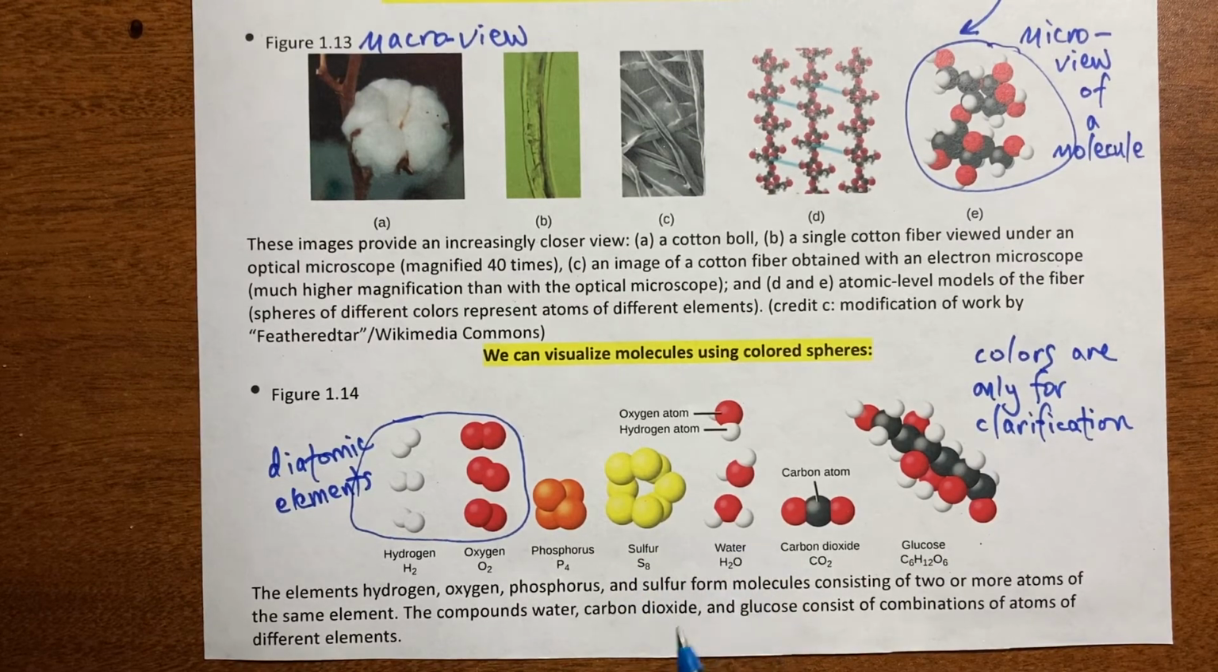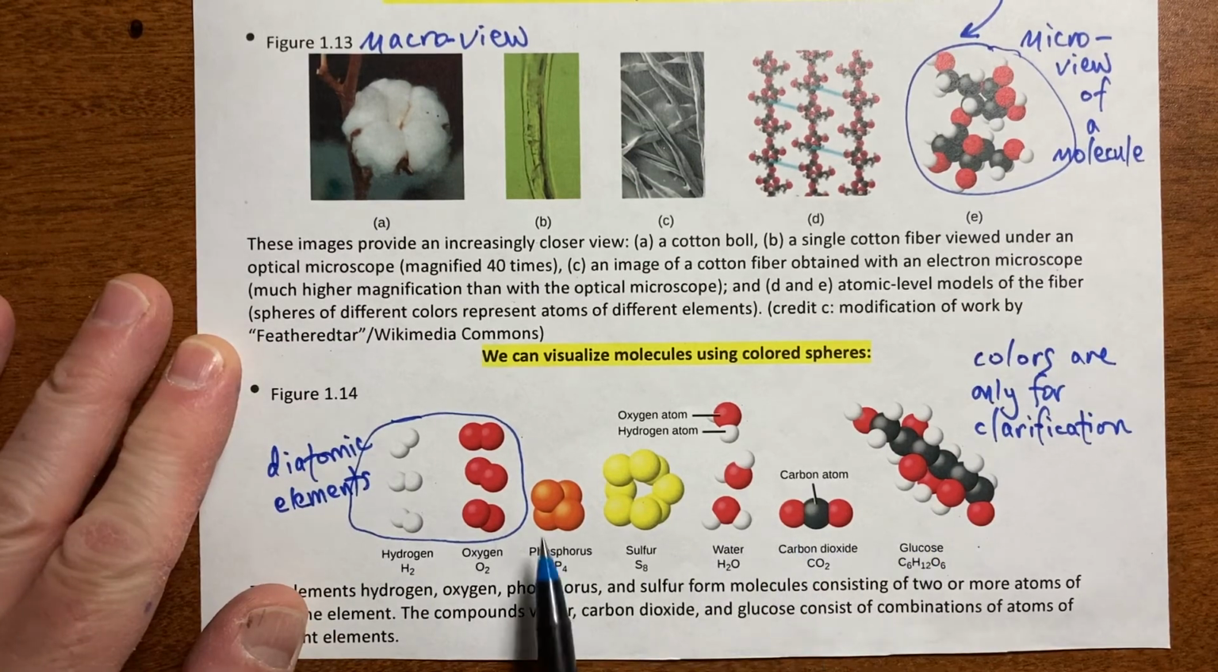Water is a little V-shaped molecule, H2O, of course. CO2 is a linear, straight molecule. This is a glucose molecule. Still considered a simple molecule, but it's made of 6 carbons, C6, 12 hydrogens, and 6 oxygens. But these are all compounds. These are elements. So make sure you can distinguish between them.